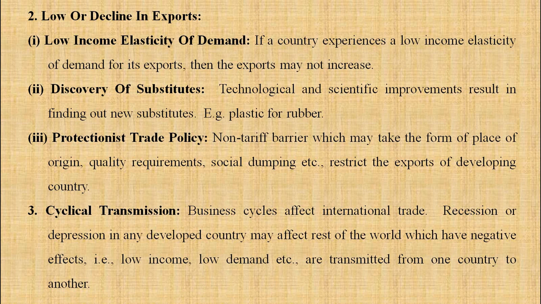First, low income elasticity of demand. If a country experiences a low income elasticity of demand for its export, then exports may not increase. Second, discovery of substitutes. Technological and scientific improvements result in finding out new substitutes, that is plastic for rubber. Protectionist trade policy, non-tariff barrier which may take the form of place of origin, quality requirement, social dumping, etc., restrict the exports of developing country.